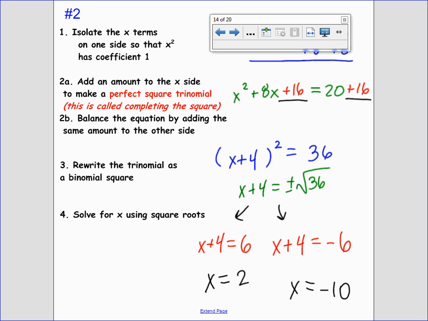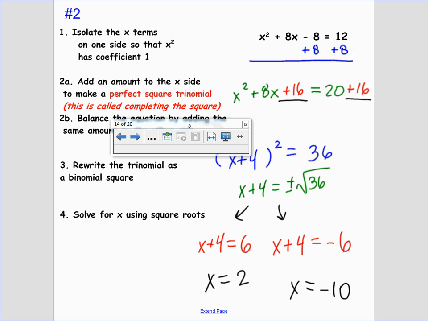And I'll go ahead, before boxing, do a quick check in the top. And so I'll do 2. That'll be an easy one. 2 squared is 4. Plus 8 times 2 is 16. 4 plus 16 is 20. Does 20 minus 8 equal 12? Yes, 20 minus 8 equals 12. So that's good. I'll do a quick check with negative 10. Negative 10 quantity squared is positive 100. Plus 8 times negative 10 is minus 80. 100 minus 80 is 20. And 20 minus 8 is 12. And so both of these work.